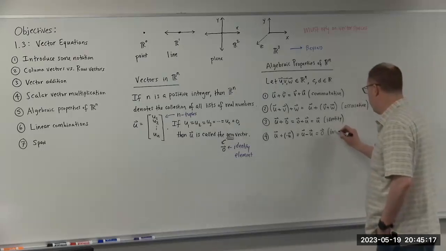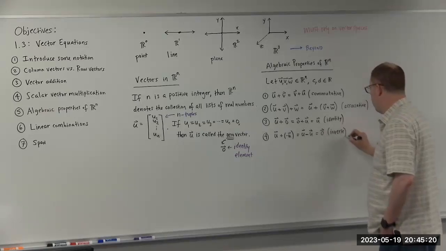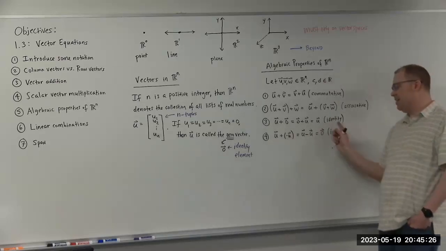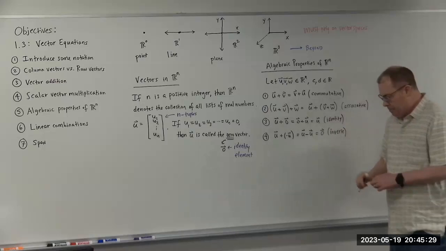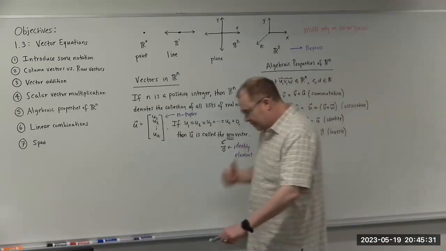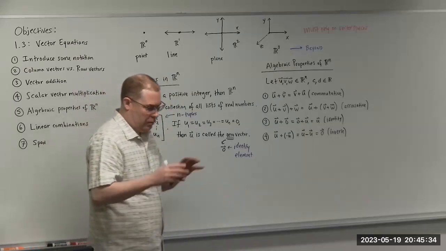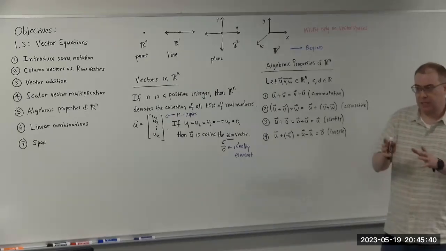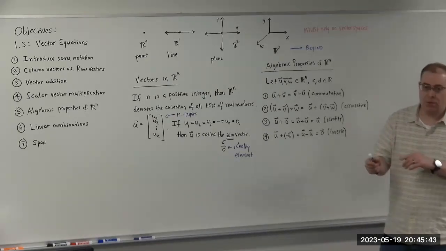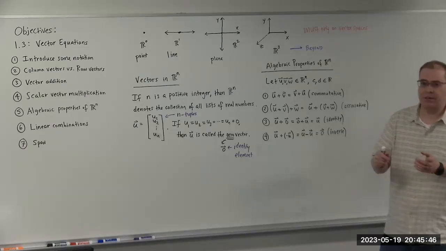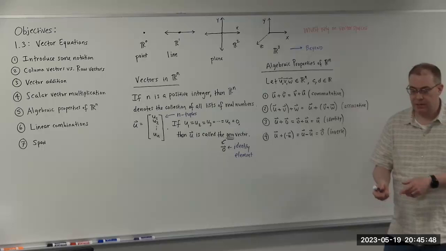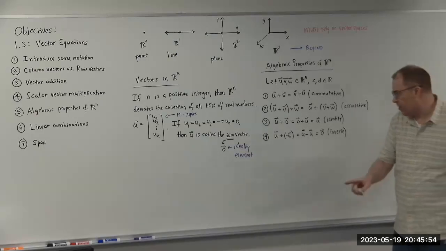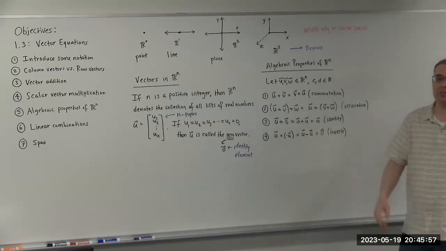Because when you take the vector and its inverse, you get back the identity element. With real numbers, let's say you have 4 and minus 4. When you add them together, you get 0. So minus 4, under addition, is the inverse of 4.